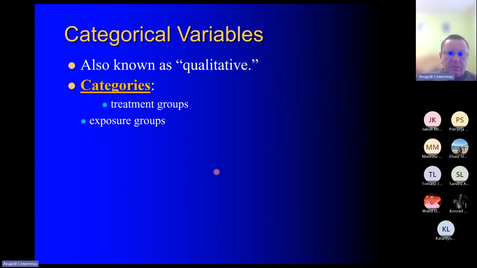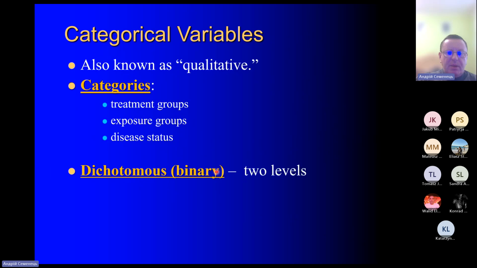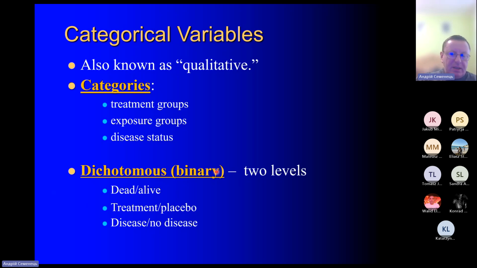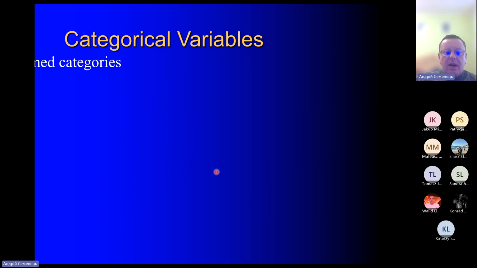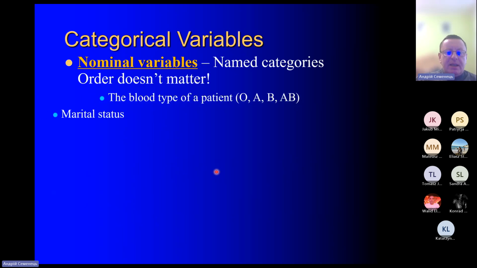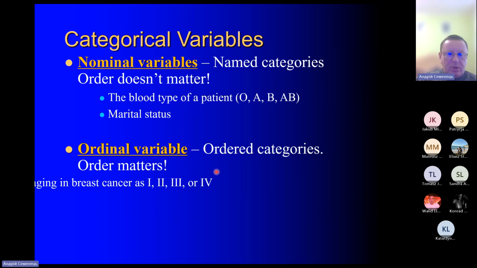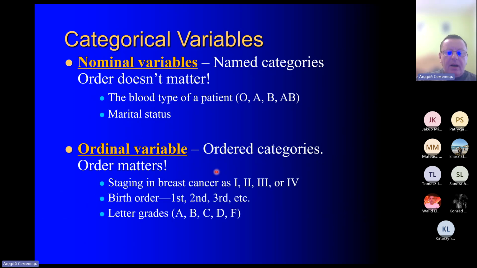Okay, I have already spoken about this, just a few examples of categories like treatment groups, exposure group, disease status. Binary has two levels, as in the examples given. An additional example: drug treatment or placebo, and so on. Now nominal and ordinal variables, the most important and most interesting cases in fact. In nominal variables, order does not matter, like marital status, blood type of a patient, and so on. And ordinal variables are ordered categories.